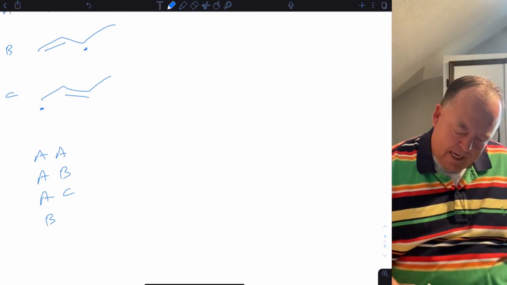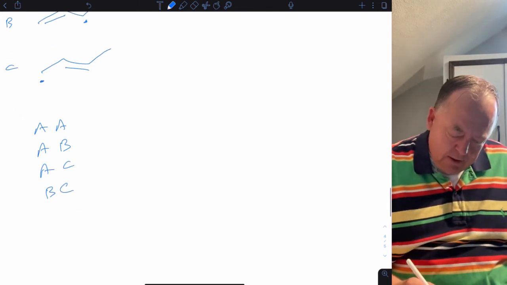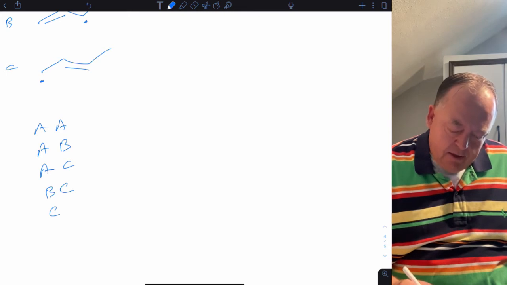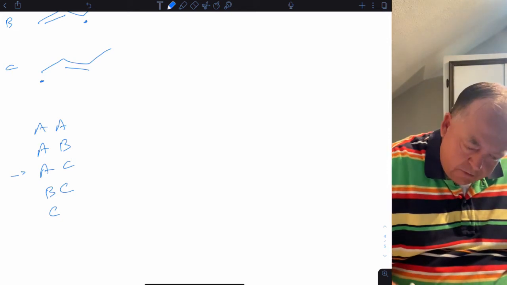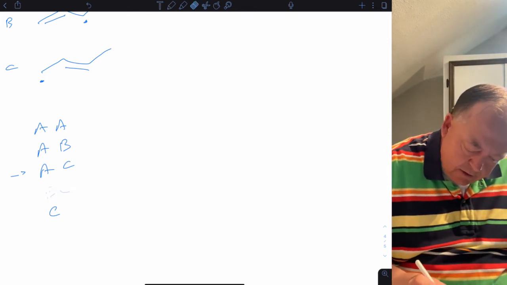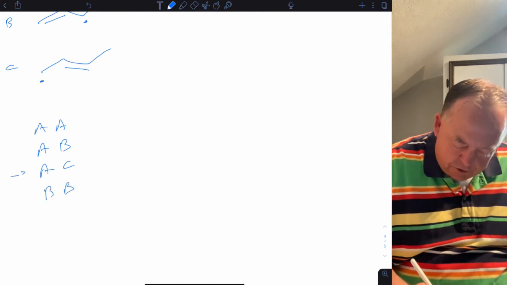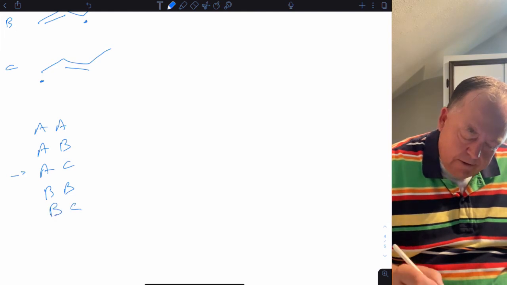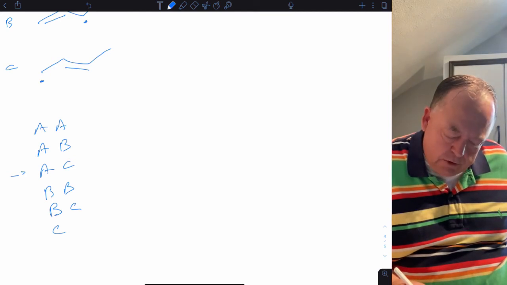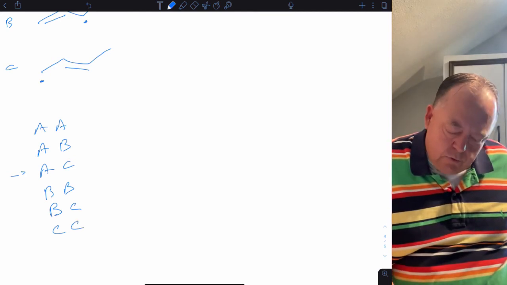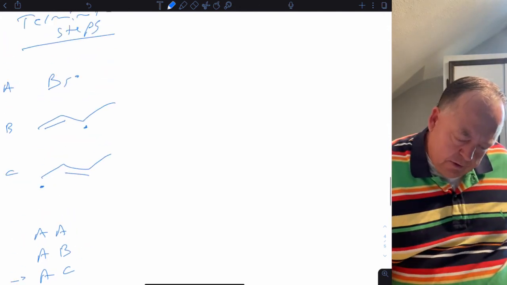Or B could react with A, but that's the same thing as AB. Or B could react with C, so that would be new. And then C could react with A, but that's the same thing as AC. Or C could react with B, well, sorry, we didn't do BB. Let's back up just a minute. So B could react with itself, or B could react with A, which will be the same thing as AB, or B could react with C. And then C could react with A, which is the same thing as AC, or C could react with B, which is the same thing as BC, or C could react with itself. So that would be CC. So that's 6 possible termination products. So if we just sketch those right quick.